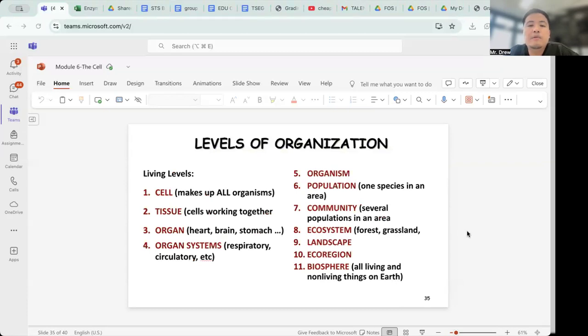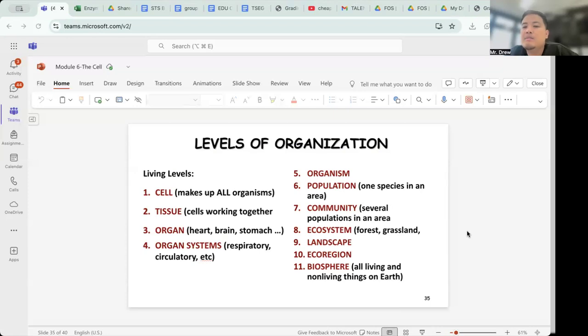Now we move to the living levels of organization. At the base is the cell, the fundamental unit of life that makes up all organisms. Similar cells working together form a tissue, and multiple tissues combine to create an organ, like the heart or the stomach. Organs then interact within organ systems such as the respiratory or circulatory system. So together they form an organism.